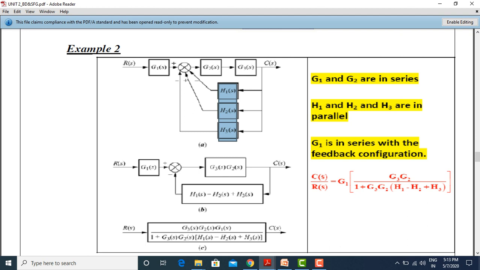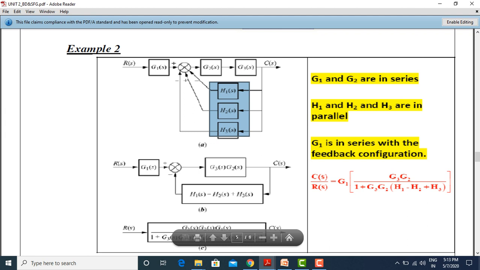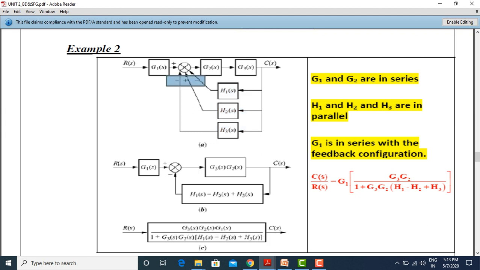So our rule says that first of all make this as a combined series loop. So what will happen? G2 into G3. So make this calculation H1, H2, H3. Reverse these signs. Here will be the minus.